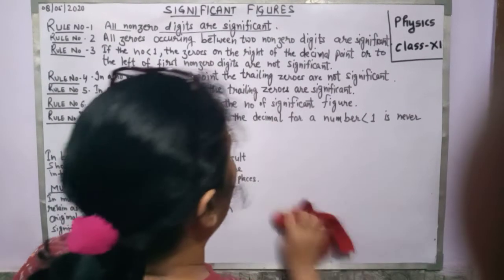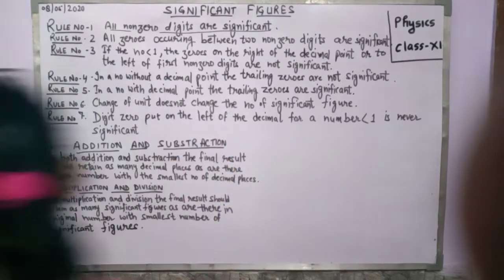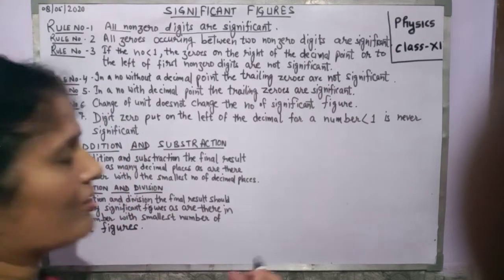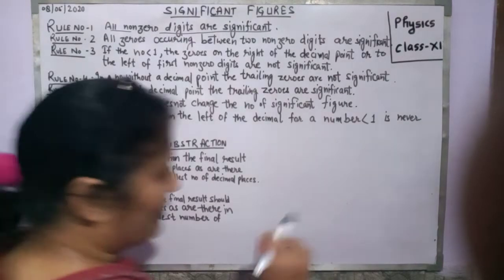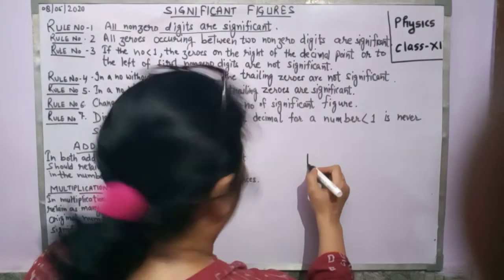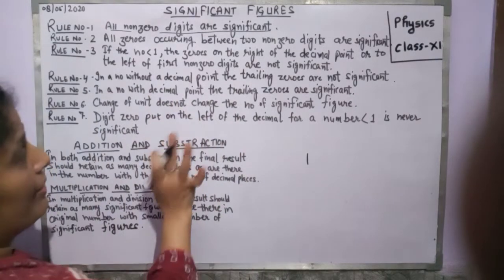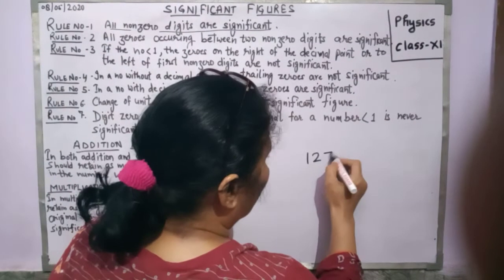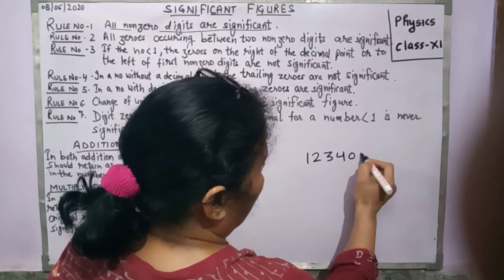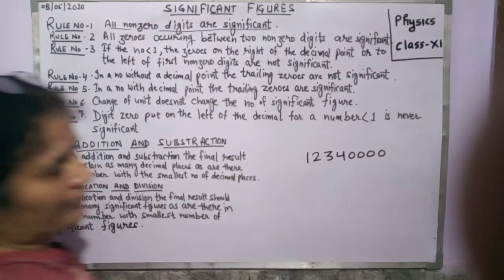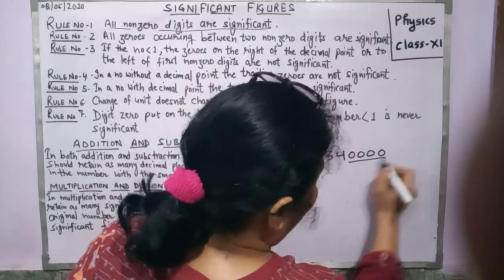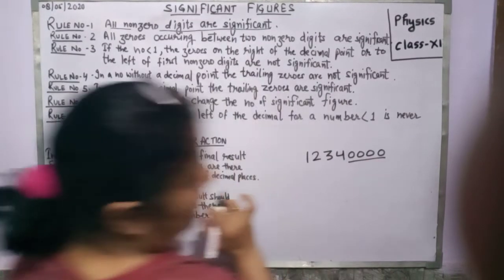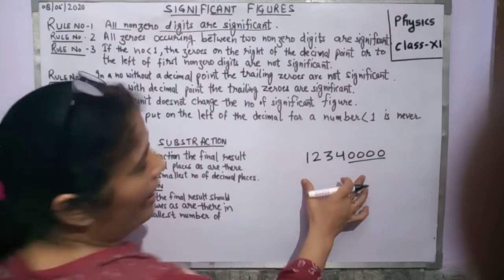the trailing zeros are not significant. What does it mean? Trailing zero means the zero which comes at the last of the number. Suppose here is a number without a decimal point. It should be noted, 1, 2, 3, 4, these zeros 1, 2, 3, 4 are the trailing zeros. These zeros are insignificant if the number is such.